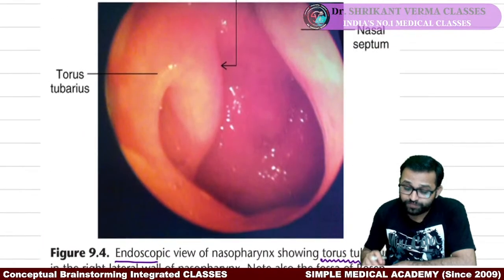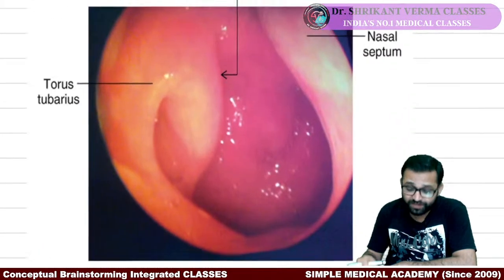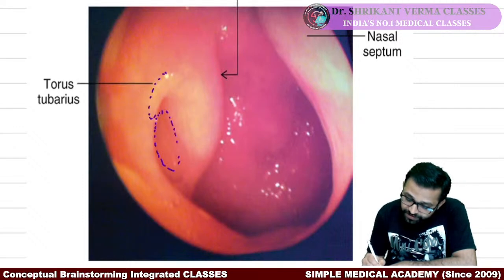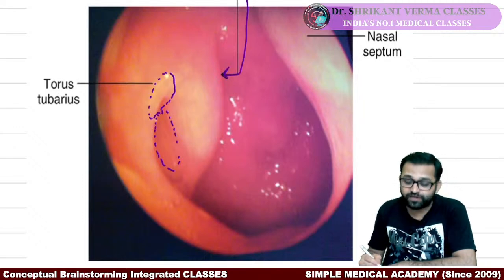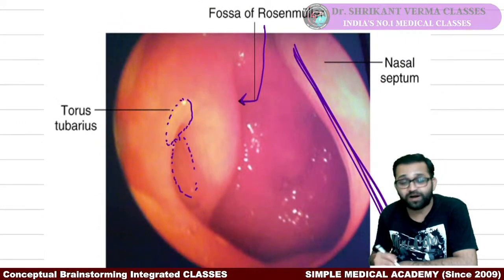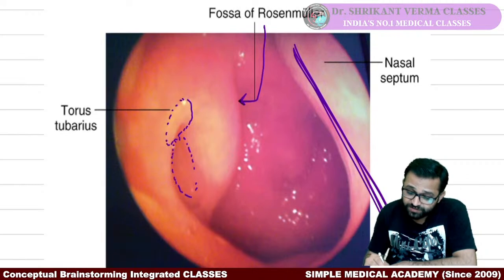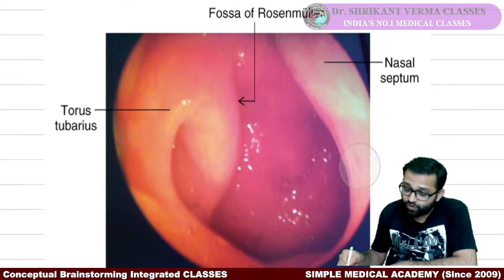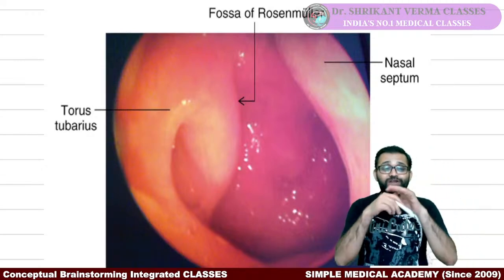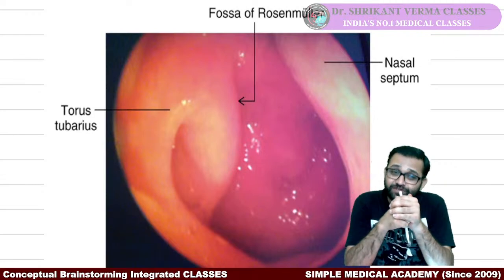So when you are observing through the nasopharynx, you can see this is our auditory tube opening, and there is the elevated portion, that is the torus tubarius, and one fossa is located behind it, that is the fossa of Rosenmuller. This is showing the nasal septum part. Okay, this is just one simple image based session. We will see more of these points when we go to the nasopharynx part. So this is all about our Eustachian tube diseases.